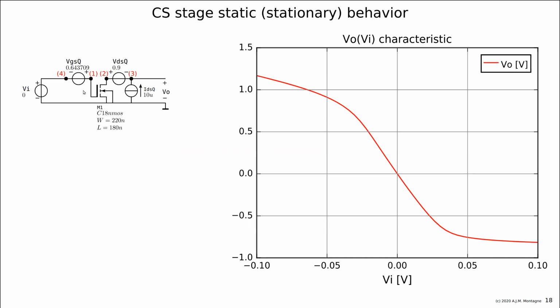The input characteristic is quite obvious for a MOSFET because there's no current flowing. So the input impedance is infinite. So there's no use of plotting that. But here you see what we have if we apply a voltage, and we change the voltage from minus 0.1 volt to plus 0.1 volt, and then measure the output voltage, the open circuit output voltage here.